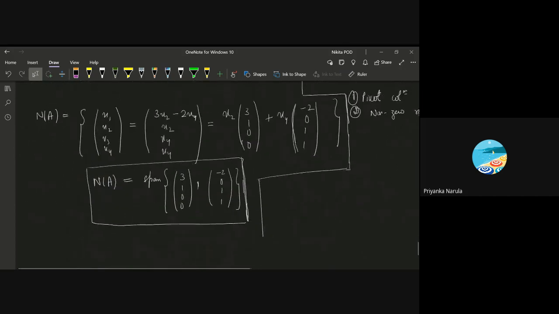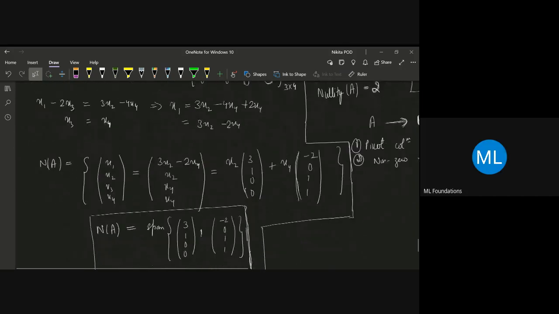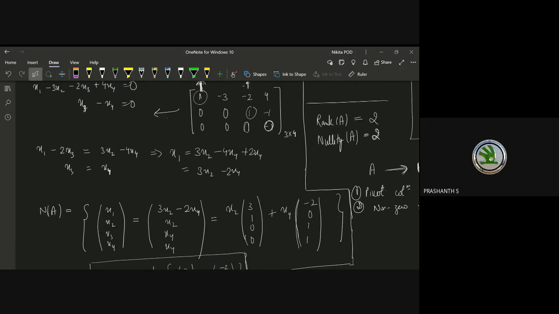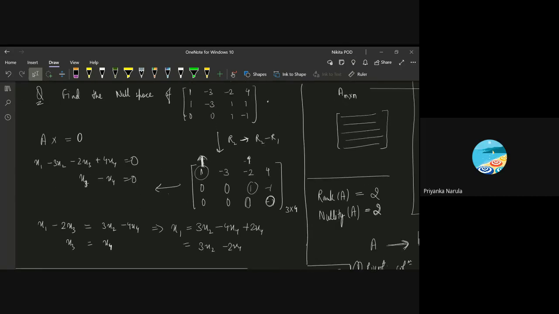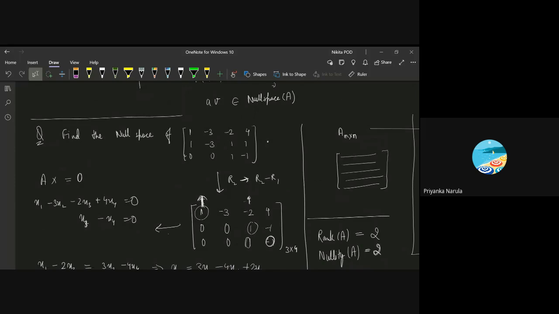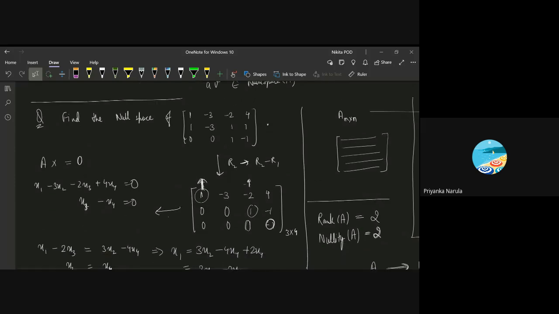You are saying if we can write the null space of A to be the first and the fourth column from the question, from this matrix. See, no, we cannot write that. That will be the column space of A. If you go, the pivot column, right?